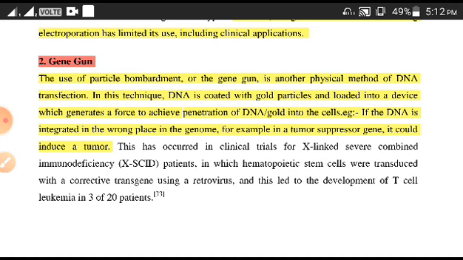If the DNA is integrated in the wrong place in the genome, for example in a tumor suppressor gene, it could induce a tumor. So another complication with the gene gun is that it is so fast and rapid that it may place your DNA into the wrong places, and if it goes into the wrong places, maybe the results will be different. So it may cause a tumor or something else.